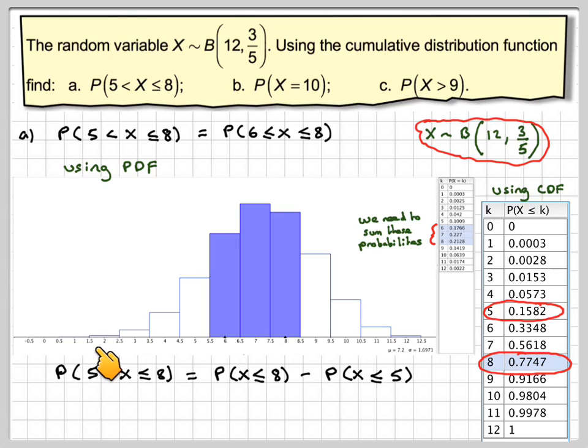So what we're doing is taking all of that area and then subtracting that area, and we get the area which is left, which gives you 0.7747 minus 0.1582, which gives you 0.6165, which is 0.617 to 3 significant figures. Now you might get a slight discrepancy in the last figure because these have been rounded off to 4 decimal places.